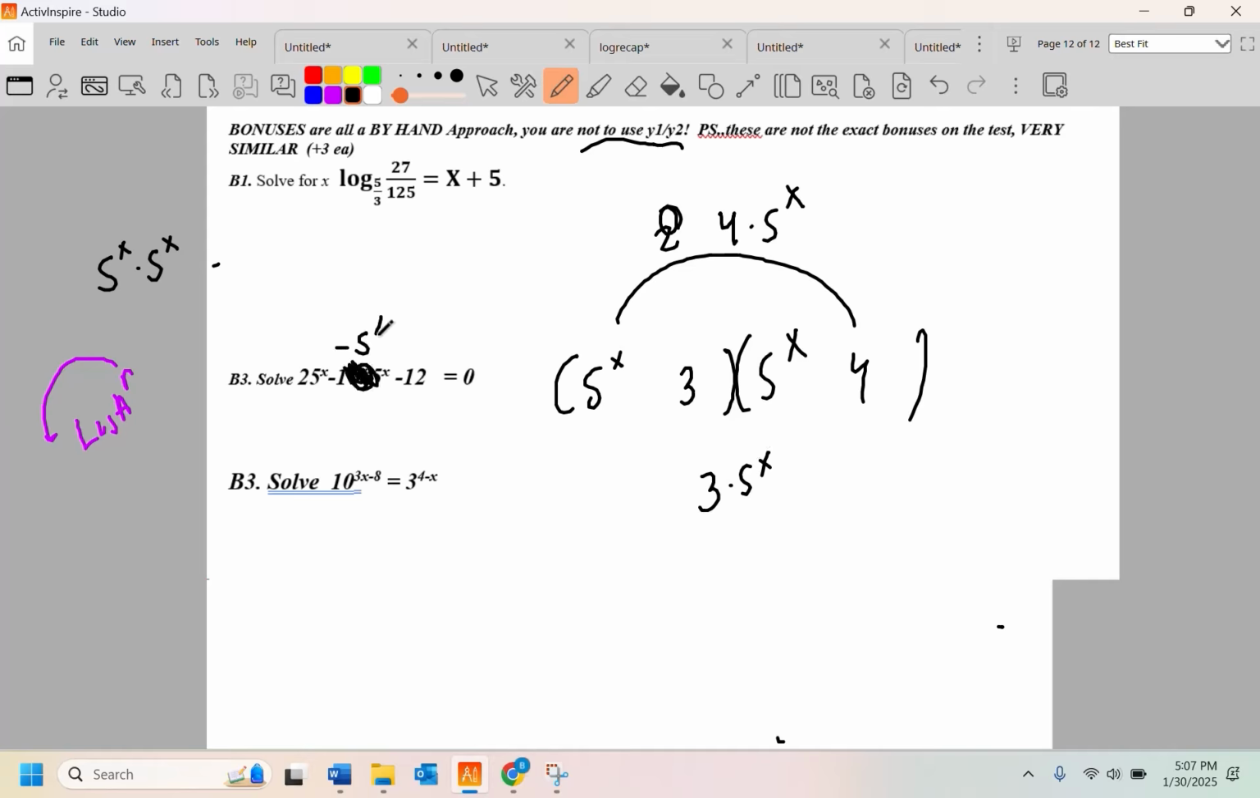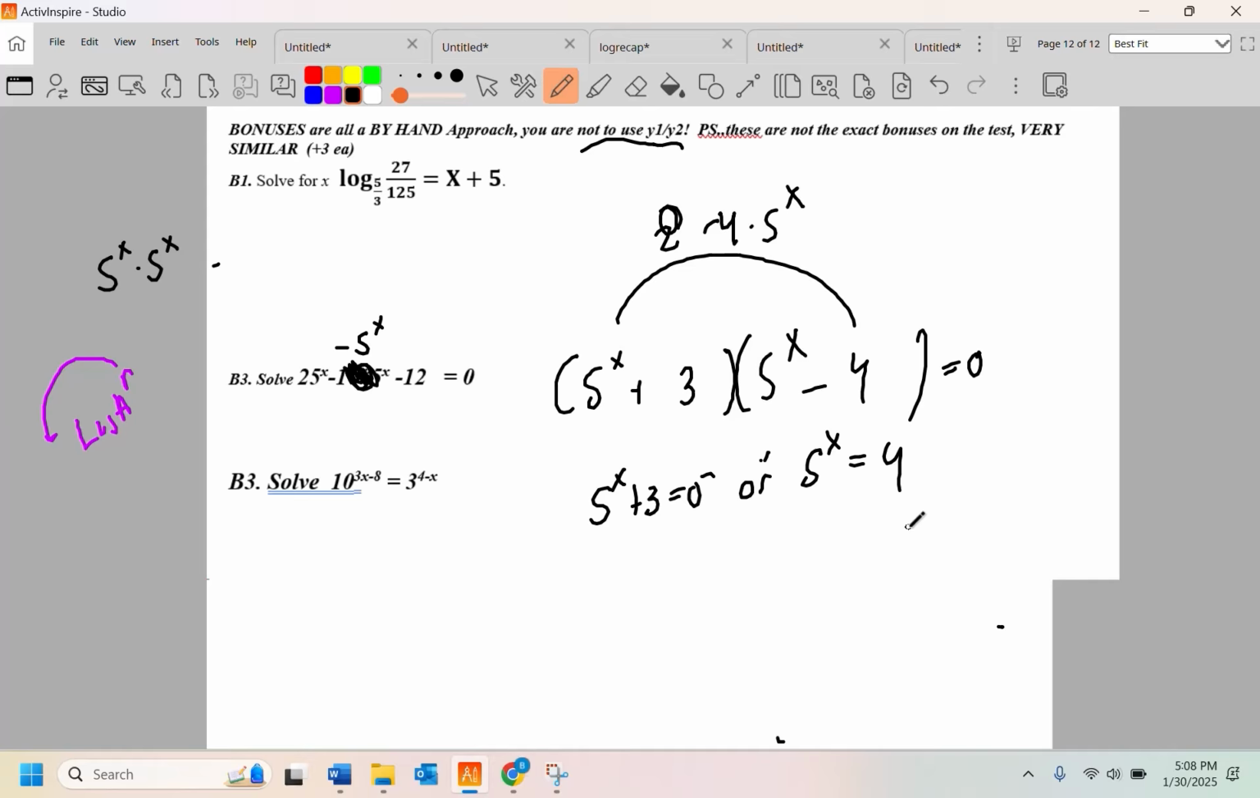Let's just say minus 5 to the x, so plus 3 minus 4, because that would be a negative 5 to the x. And I need to fix that real quick, but hopefully I'll remember to do that. Anyways, I get to use my zero product property. So 5 to the x plus 3 is a 0, or 5 to the x is 4.